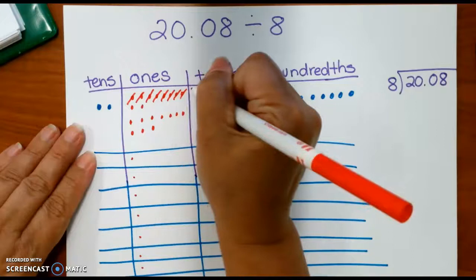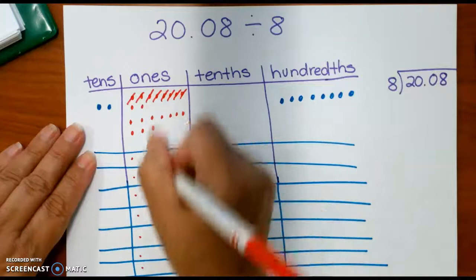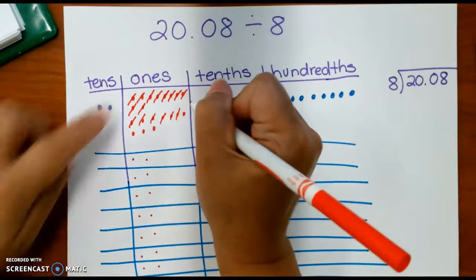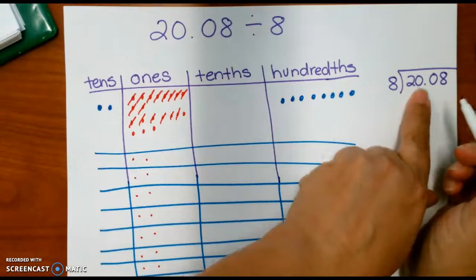1, 2, 3, 4, 5, 6, 7, 8. Perfect. Now I have 8 more. 1, 2, 3, 4, 5, 6, 7, 8. Okay. So 20 divided by 8, how many are in each group? There's 2 in each group.